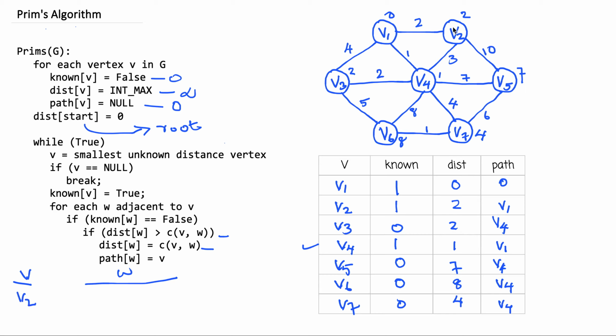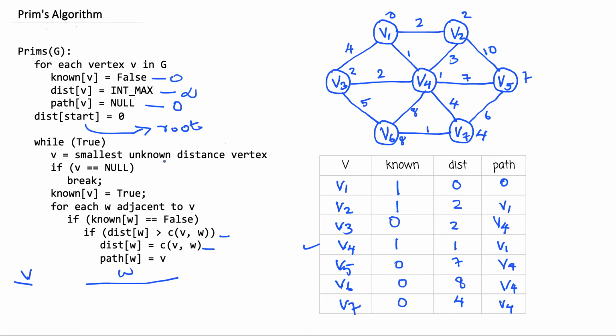Now if you look at the neighbors of V2, V2 has got 3 neighbors, V1, V4 and V5. Out of them V1 and V4 are already known, so we do not want to consider them because this condition is not true. Then we will be considering only the vertex V5, and if you look at the vertex V5, as the presently existing distance is less than the edge cost, we will not make an update. Okay, so we are done with the case of V2.